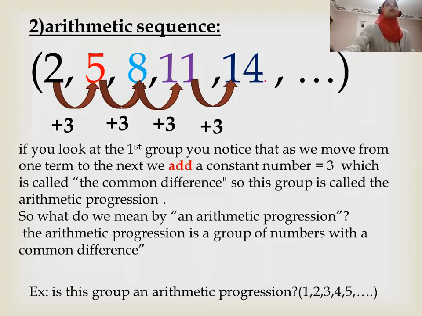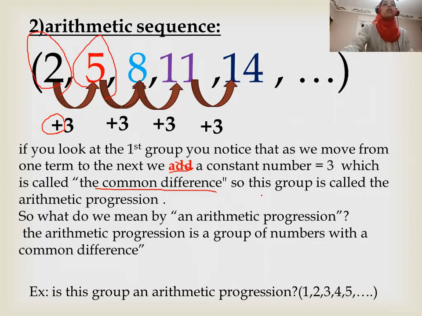The second one is arithmetic sequence. And this is the first group which we have studied. If you look at this group, you notice that as we move from one number to the next, we add a fixed number, which here in this example equals 3. This fixed number we will call a common difference. So this group is called the arithmetic progression.